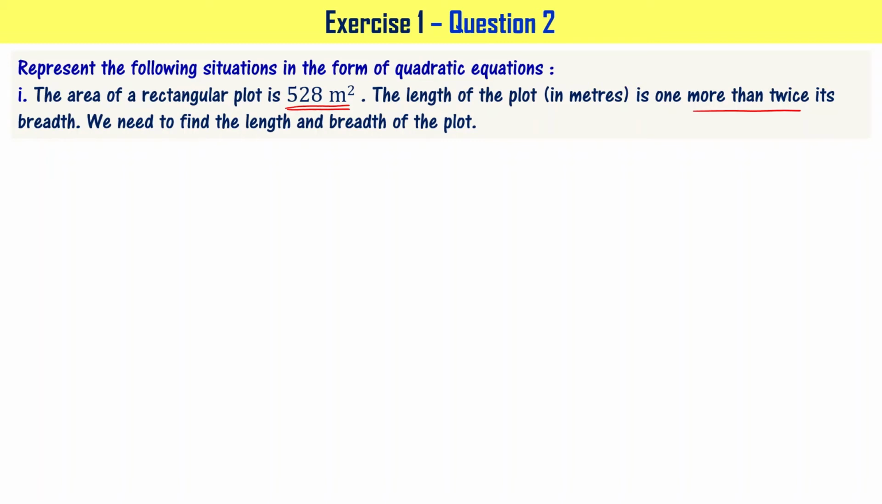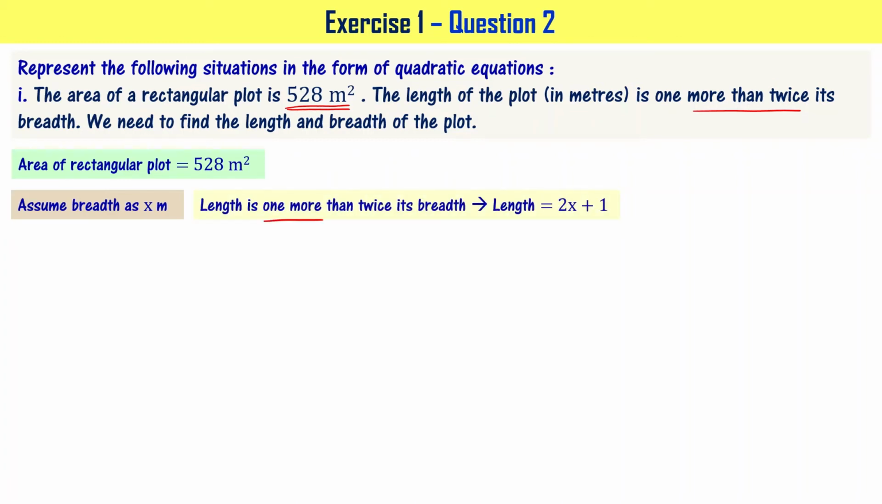As we said, length of the plot is 1 more than twice its breadth. It means if you know the breadth of the rectangle, you can get the length of the rectangle, right? For that reason, let me assume that breadth as x meters. If breadth is x meters, length is going to be 1 more than twice its breadth. Twice the breadth meaning 2x, right? And 1 more than 2x meaning the length is going to be 2x plus 1. Got it? Now you know breadth is x meters and length is 2x plus 1 meters.